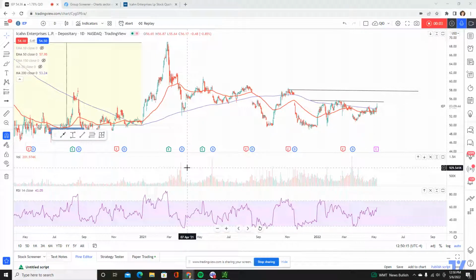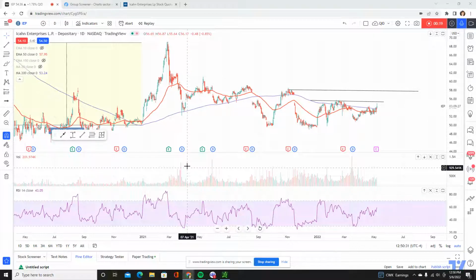Hi, I'm making this chart for a friend of mine and doing an analysis on this stock. I am not a financial advisor and I do not give trading advice. I can only say what I would do in this particular situation.